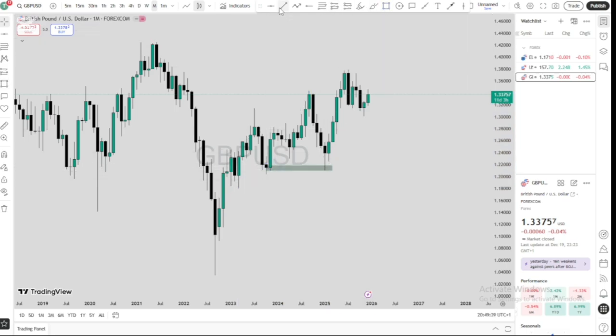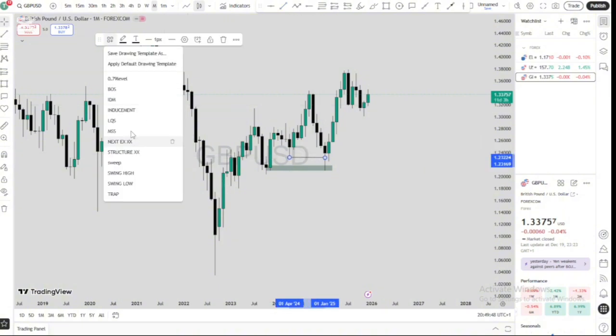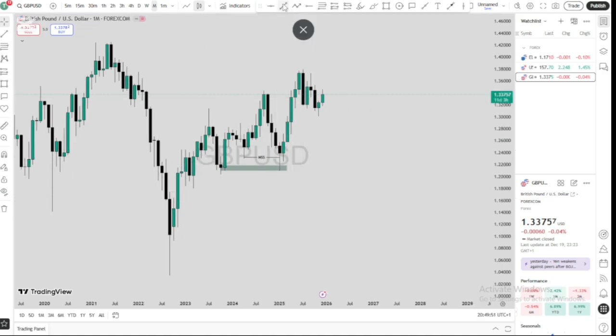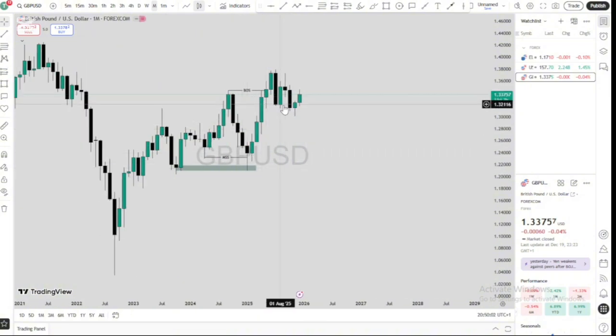Price took out liquidity and tapped into that demand. So you can see this is on the weekly time frame, and we had a valid break of structure to the upside. At this point, we had a break of structure. Alright, so we are currently bullish on the monthly time frame.